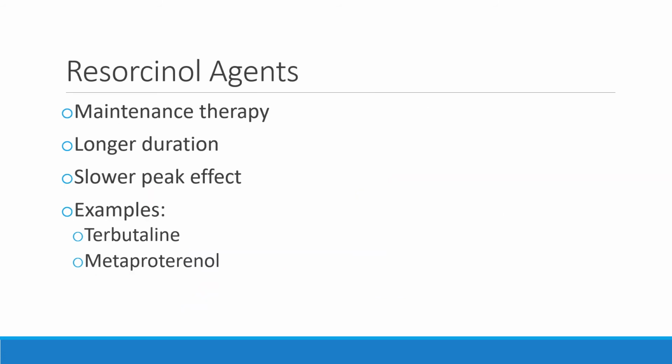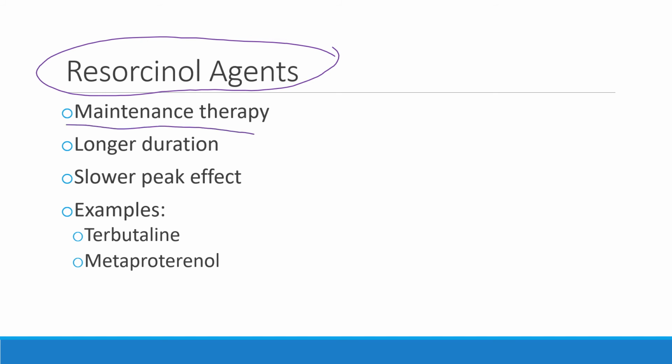Resorcinols are not inactivated by COMT. So the COMT will not eat those up, right? They're not hungry for those. And these are great for maintenance therapy, right? Resorcinol agents have a longer duration. They last 4 to 6 hours, so they last a lot longer. They have a much slower peak effect, so it takes a lot longer, usually about 30 to 60 minutes.